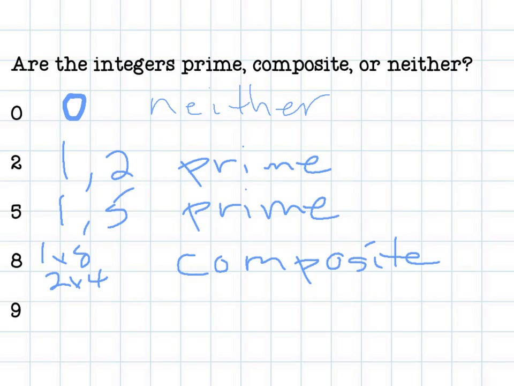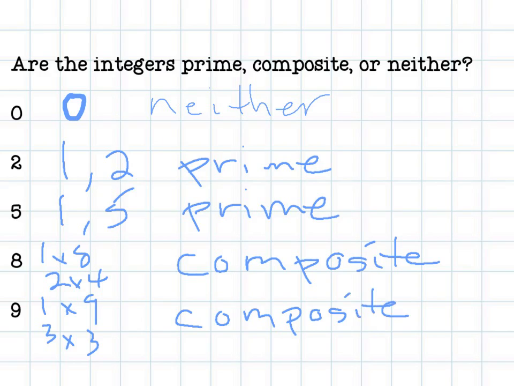And lastly, let's look at 9. Is 9 prime, composite, or neither? Again, list your factors of 9. The first pair is 1 times 9. Second pair is 3 times 3. It has 4 factors, or it actually only has 3 distinct factors, because the number 3 is repeated. If a number has more than 2 factors, then it is composite. So this is also a composite number.